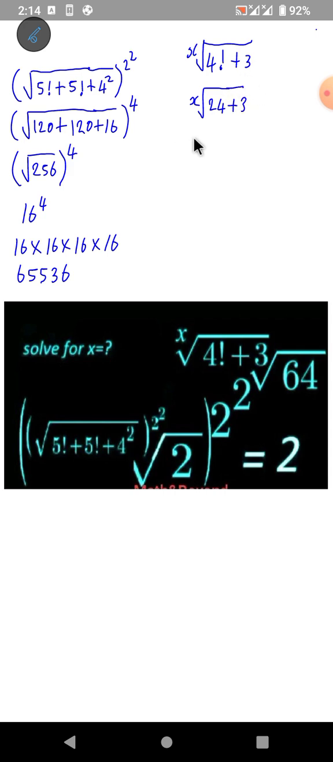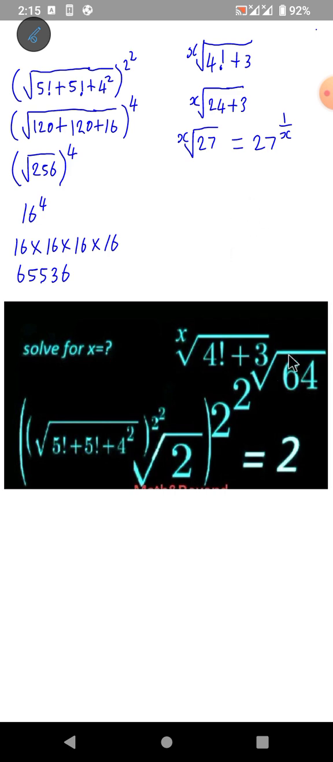Then we'll continue again. The root of 24 plus 3, that will give us 27. Now the root of 27 can be written as 27 raised to the power of 1 all over x. So that is it.